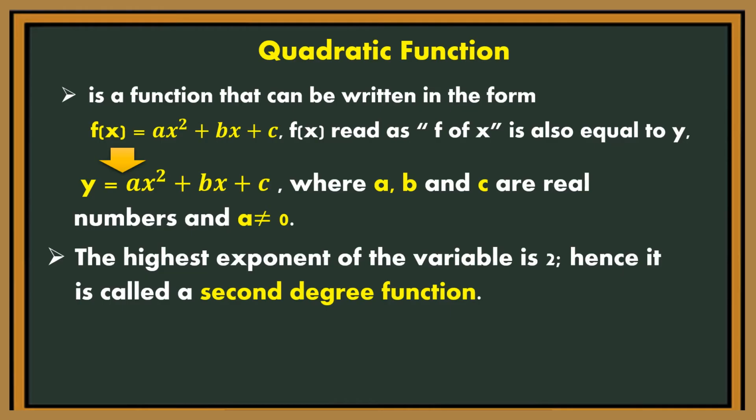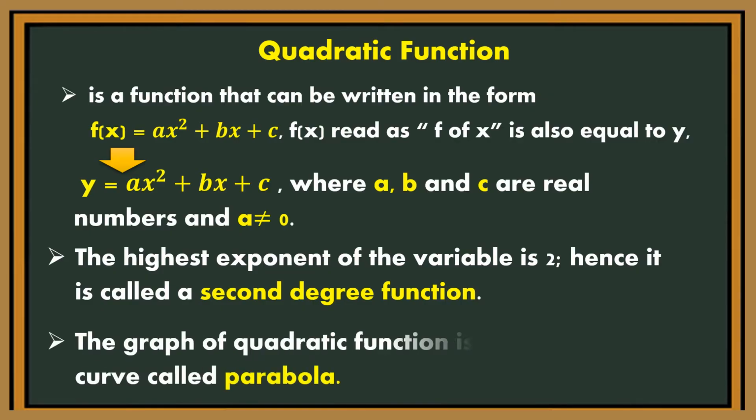The highest exponent of the variable is 2. Hence, it is called a second-degree function. A graph of quadratic function is a smooth curve called parabola.